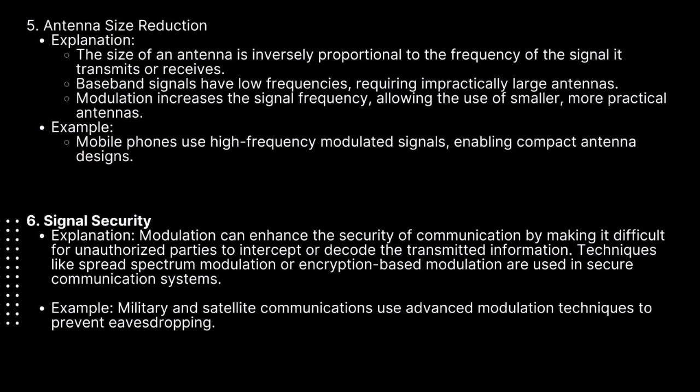Fifth is antenna size reduction. The size of the antenna is inversely proportional to the frequency of the signal it transmits. Baseband signals have low frequency, requiring impractically large antennas. Modulation increases signal frequency, allowing the use of smaller and practical antennas. This is why mobile phones can have compact antennas.